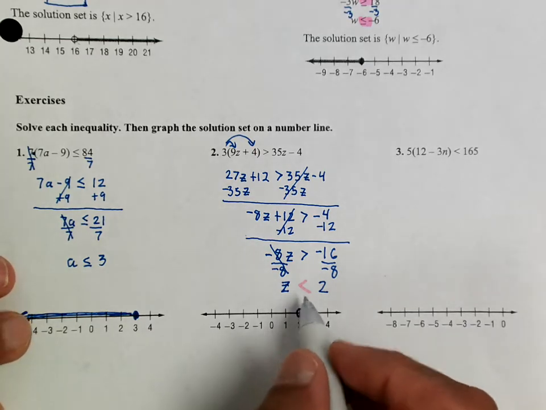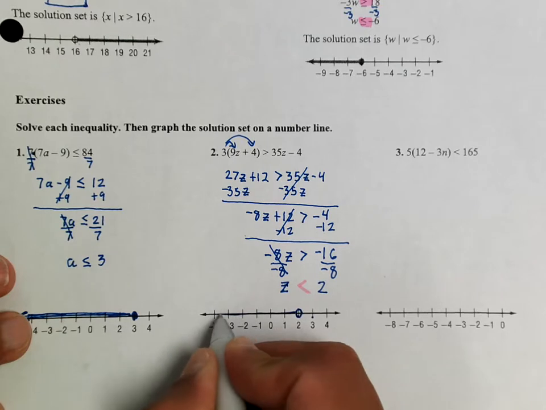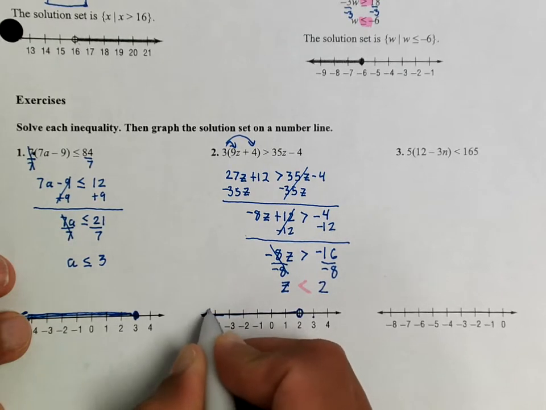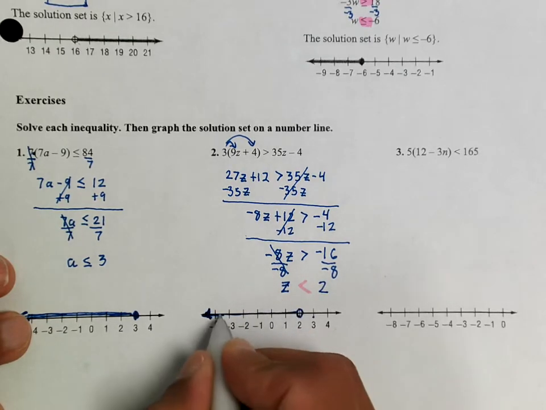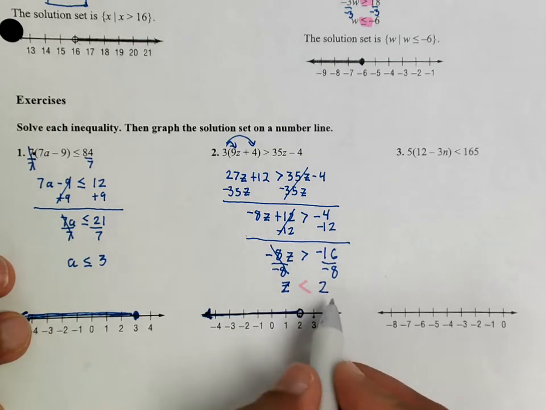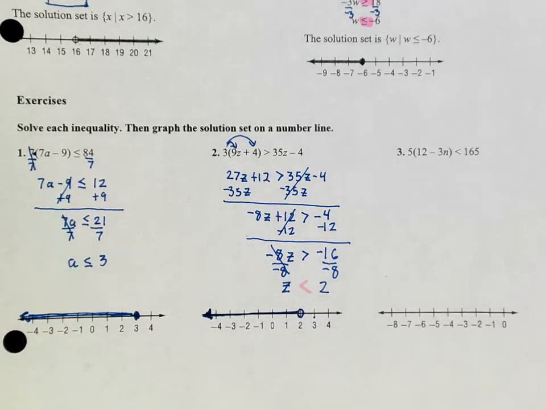And then now I am going to shade to the left. Again, I'm shading to the left because z is less than, alright? And less on a number line is to the left.